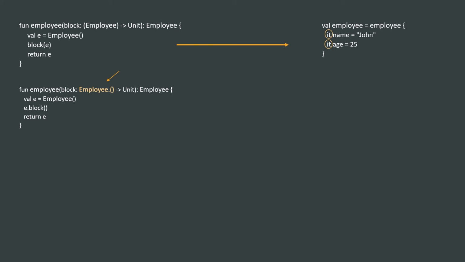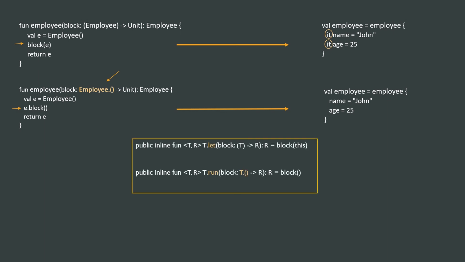Notice this difference between the two functions. We invoke the block on the employee object. So let's see the change on the call side. There you go. As you can see, there is no it qualifier in there. Actually, it enables access to the visible methods and properties of the receiver of a lambda in its body without any additional qualifiers. It's like the difference between let and run.